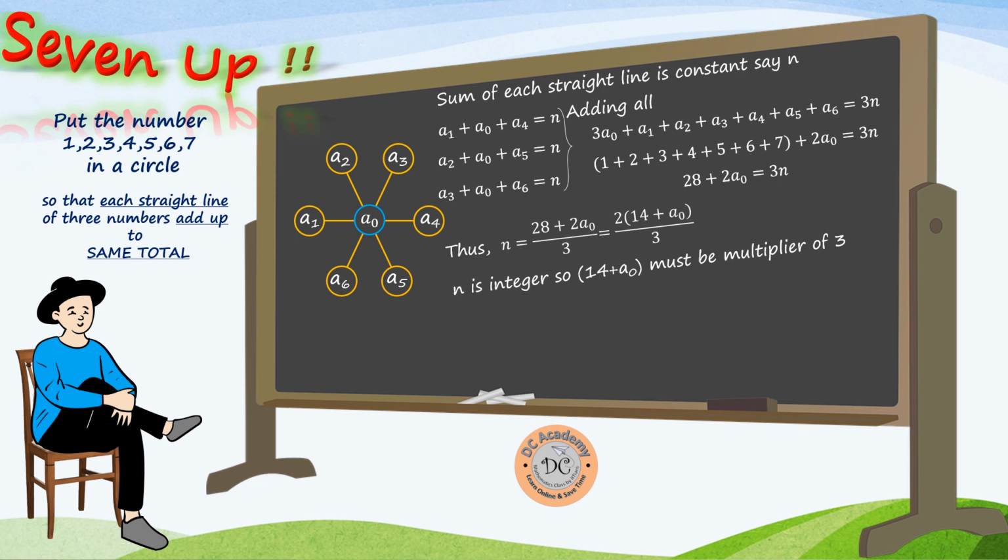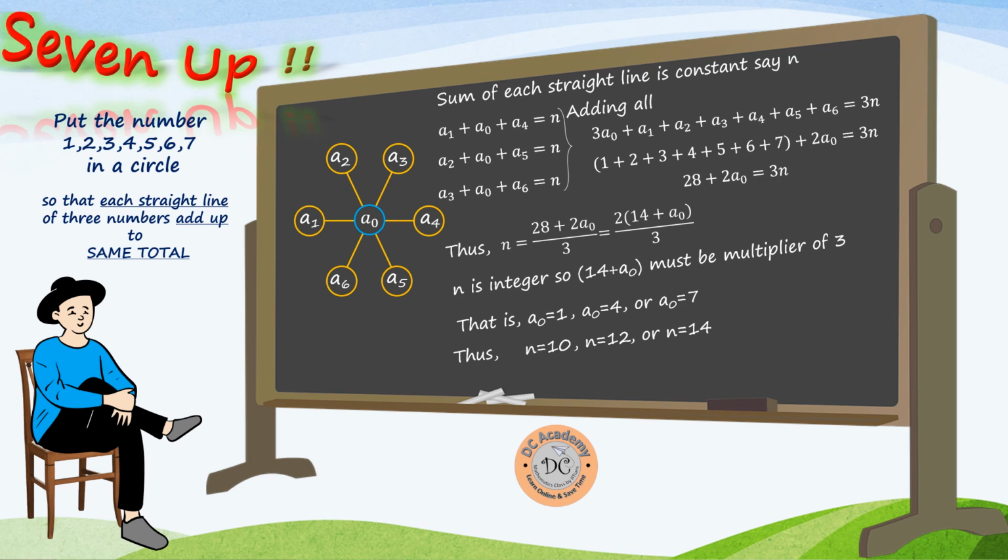If a0 is 1, 14 plus 1 is 15, so it is divisible and we can take a0 as 1. Similarly, a0 equal to 2 is not possible because it gives 16, and a0 equal to 3 gives 17. For a0 equal to 4, yes, it is possible because it gives 18. a0 equal to 5 is not possible, 6 is not possible, and next is 7. So there are 3 different options for a0: 1, 4 or 7. When a0 is 1, n is 2 times 15 divided by 3, which is 10. Similarly, for a0 equal to 4, n is 12, and for a0 equal to 7, n is 14. So that's it.